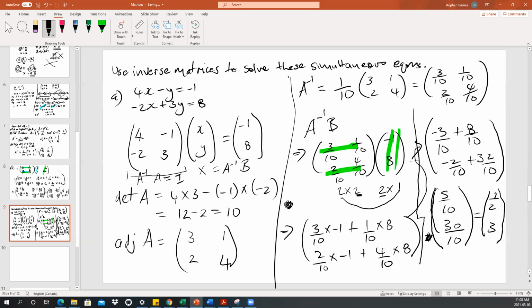So we are saying that the value for x, the unknown, because we had to solve for the unknown, is a half, and the value for y is 3. And that's it. And if you want to test it, which I would say you should, right?